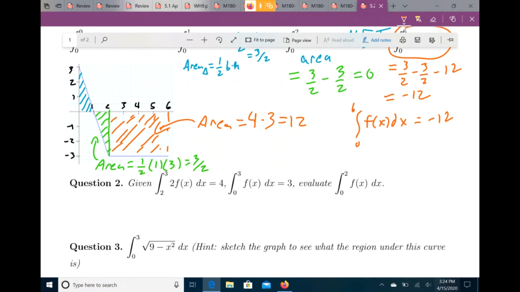Okay, so now let's look at question two. Here we're given a bit of info about this function f and its integrals over certain intervals. And we want to answer: what is the integral from 0 to 2 of f of x? So we know the integral from 0 to 3 evaluates to 3.